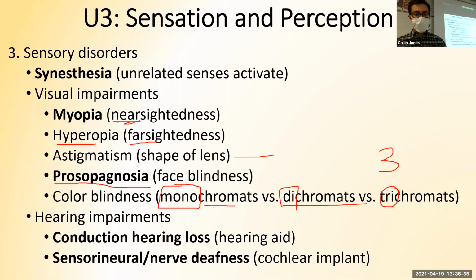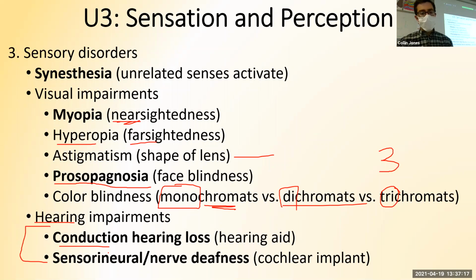So chromatic always refers to color. When we talk about hearing problems, there are two different types of hearing loss. It can be physical, mechanical, like a bone or eardrum problem, where the waves can't get to the cochlea. That's called conduction deafness. A hearing aid will amplify the amplitude of the waves, make the volume louder, so the waves can still get to your cochlea.